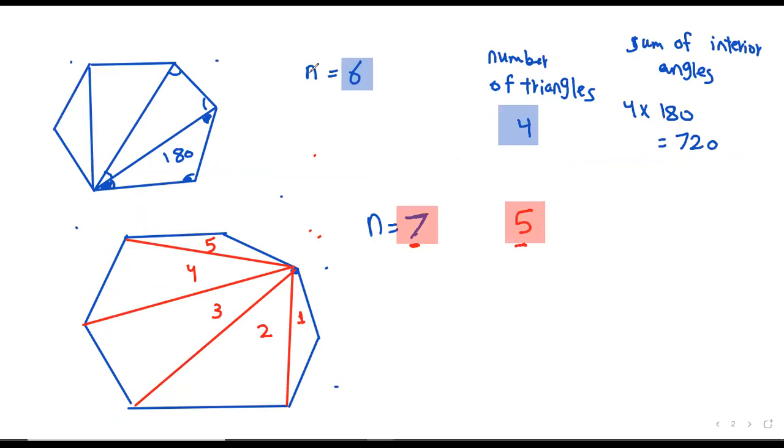And in the hexagon, the number of sides is 6 and the number of triangles is 4. So the number of triangles is less than the number of sides by 2. And in the heptagon, the number of triangles is 5, and the number of triangles, as you see, is again less than the number of sides by 2.